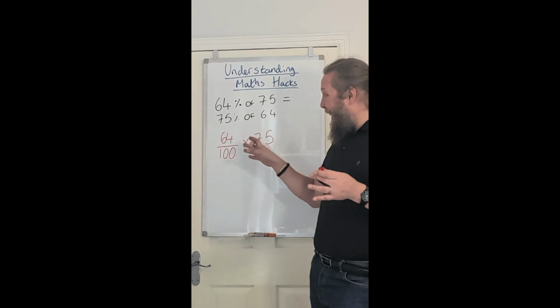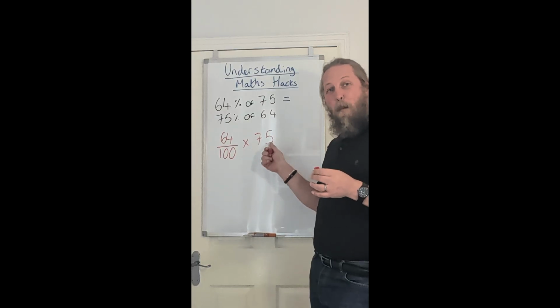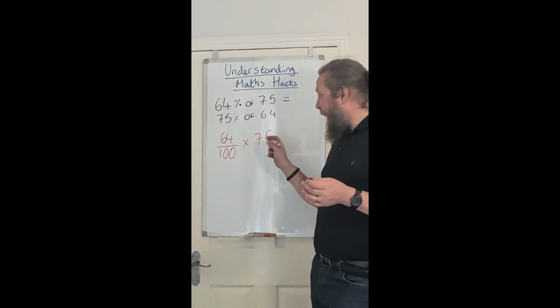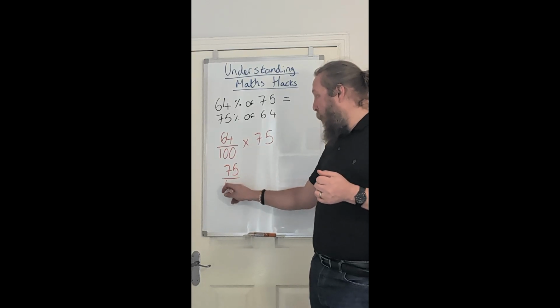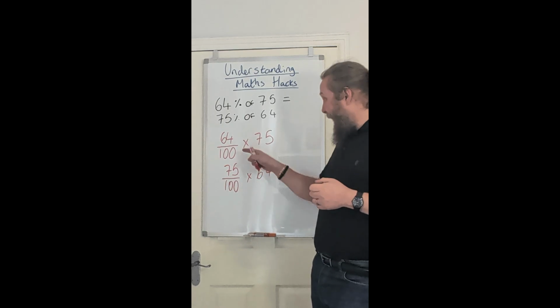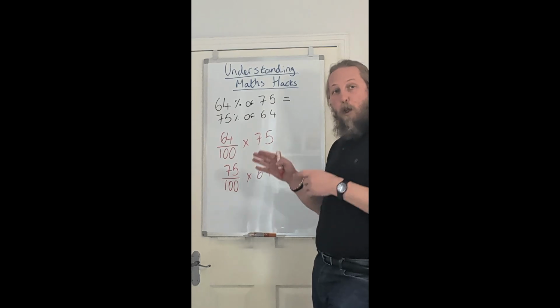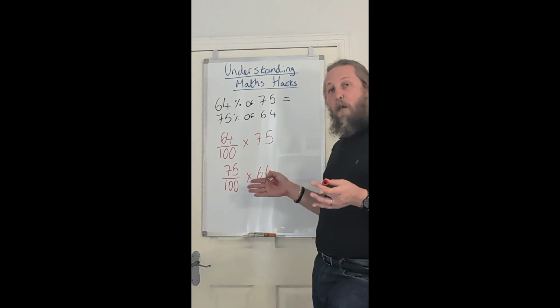So what we're doing here, what we can see this as in effect, is we're doing 64 divided by 100 multiplied by 75. But because I can change the order of those, multiplication and division, it doesn't matter which order you do them in, as long as you do the correct multiplication and the correct division, I can actually say, well, that is 75 over 100 times by 64. And you can see I'm still dividing by 100, and I'm still multiplying 75 and 64. I'm just doing it in a different order. I'm changing the order that I do that series of multiplication and division.